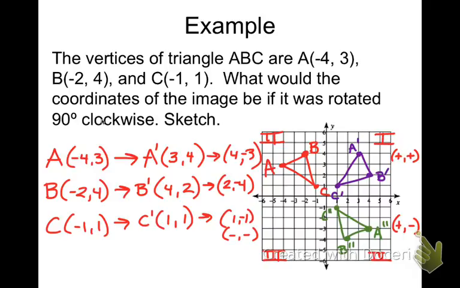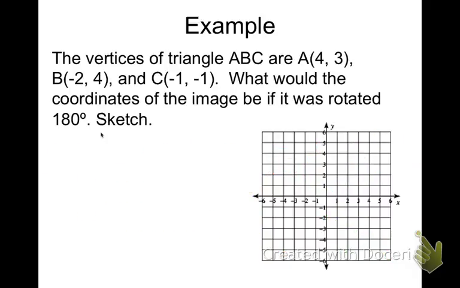Okay. All right, so for the last one, our A is now at 4, 3, so positive 4, positive 3. Our B is at negative 2, 4, that's in the same spot. And then our C is at negative 1, negative 1. So there's our triangle. Okay, so point A is at 4, 3. Right now it's in quadrant 1. If I were to rotate it 180 degrees, it doesn't really matter which direction it would go, which quadrant would it go into? It would go down to quadrant 3, right?